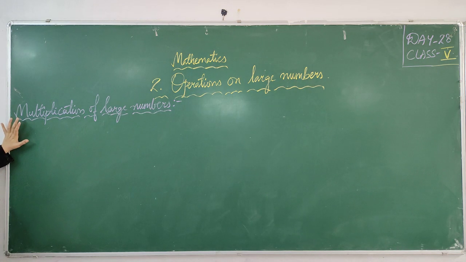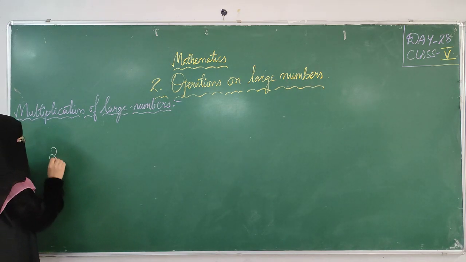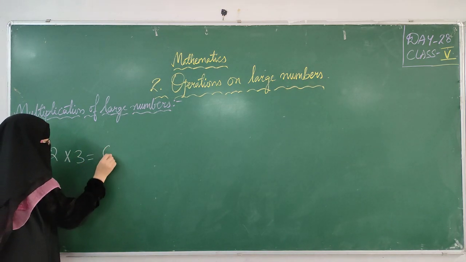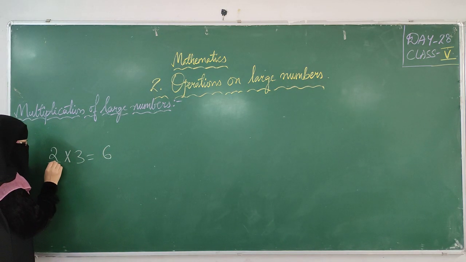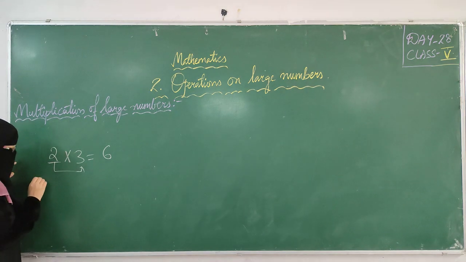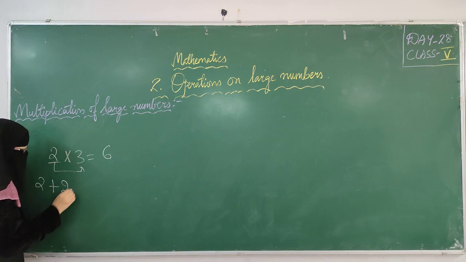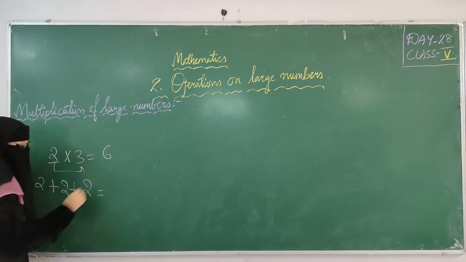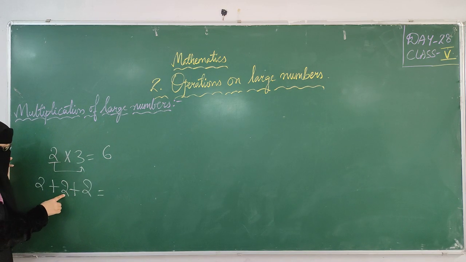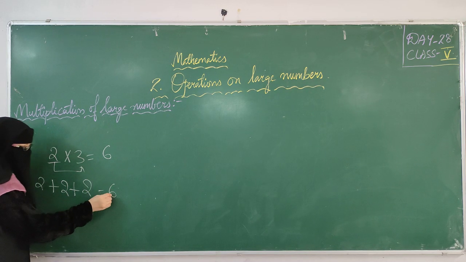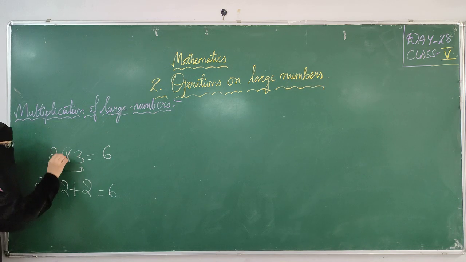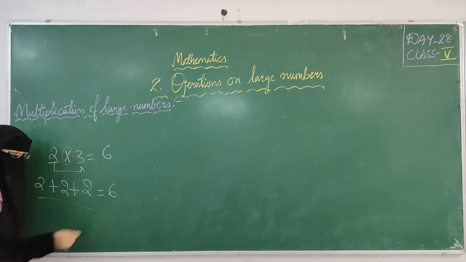Multiplication is a repeated addition. Okay, I'll tell you, 2 threes are 6, right? So 2 is how many times repeating here? 3 times, right? 2 plus 2 plus 2, if we do, what will we get? 2 plus 2 is 4, 4 plus 2 again 6. So multiplication is nothing but a repeated addition.